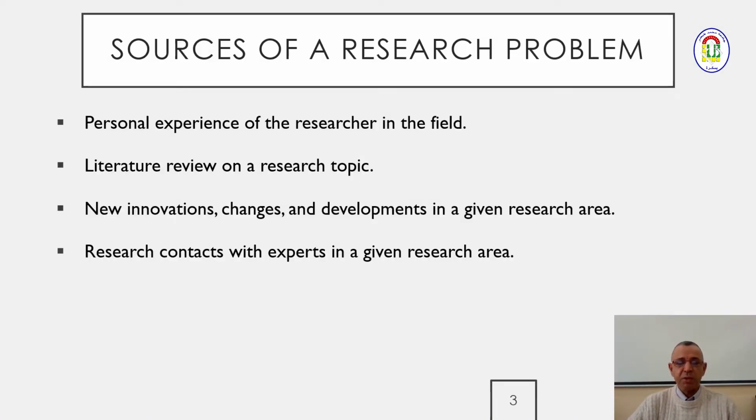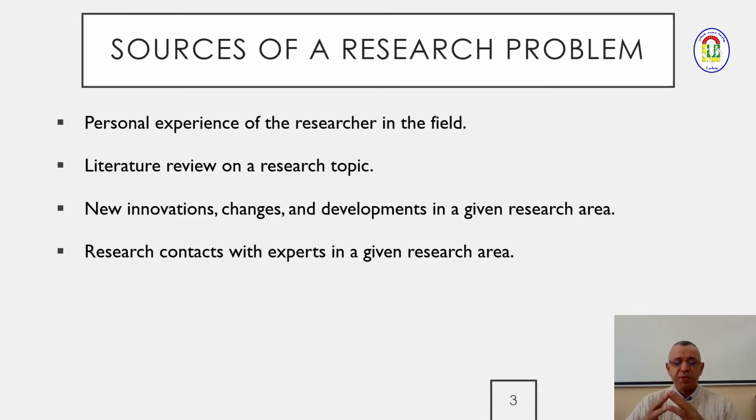Generally, when we talk about the sources of a research problem, we talk about different sources. Examples of these sources are the researcher's personal experience in the field, literature review on a research topic, new innovations, changes, and developments in a given research area, and research contacts with experts in the given research area.